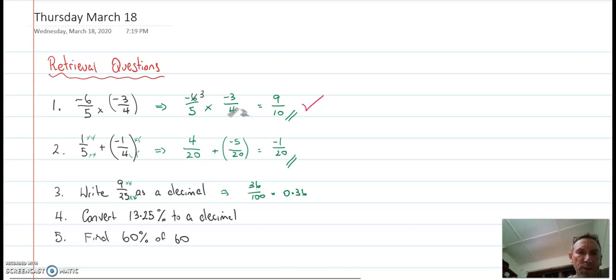Convert 13.25% to a decimal. Percent means divide by 100. So move the decimal point 2 to the left. My answer is 0.1325. And finally, find 60% of 60. 60 over 100 times 60 over 1. Get out my simplifying pencil, get rid of a couple of zeros. Oh, there's another pair of zeros. I must be done. 6 times 6 is 36, folks.